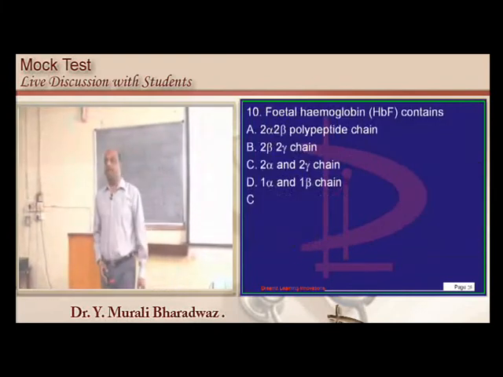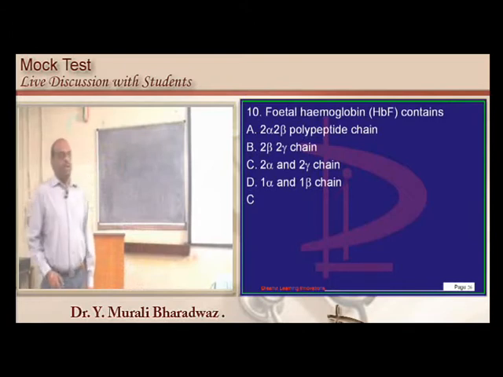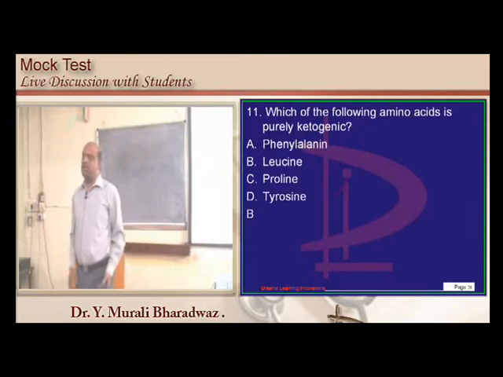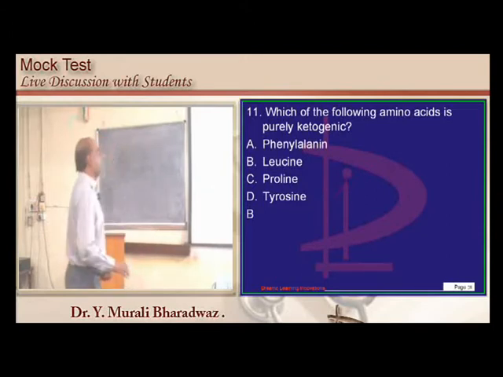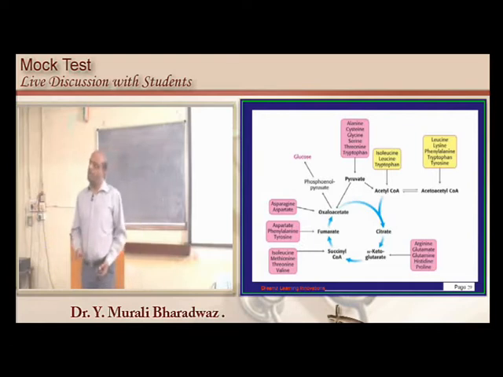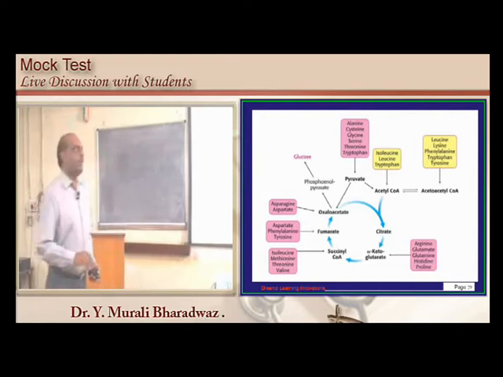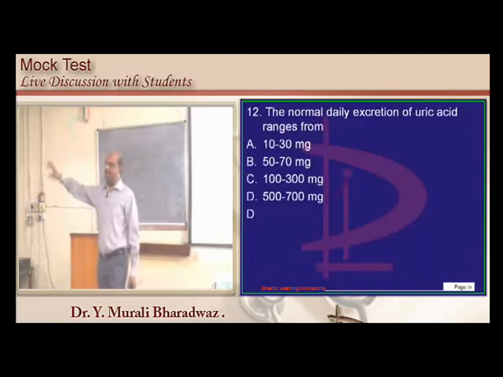It is 2 alpha and 2 gamma chains which constitute the fetal hemoglobin. Now, only 2 amino acids are purely ketogenic, as all of you know very well, that is lysine and leucine, is what we had been studying since times immemorial. How much uric acid is excreted?